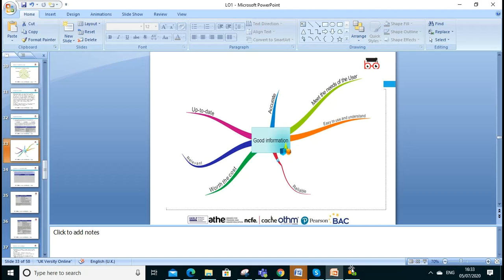Good information always needs to have these qualities. It needs to be accurate, up to date, relevant, worthwhile if you are paying money to get the information, reliable, easy to understand, and easy to use.